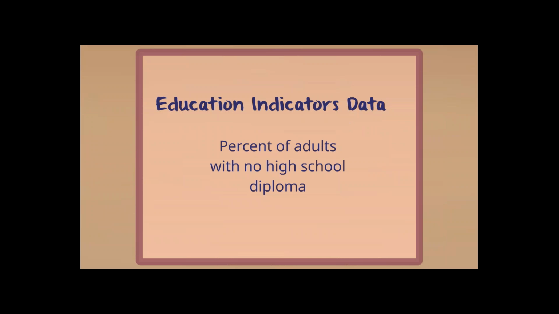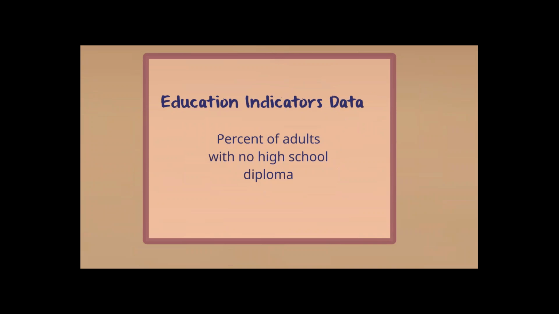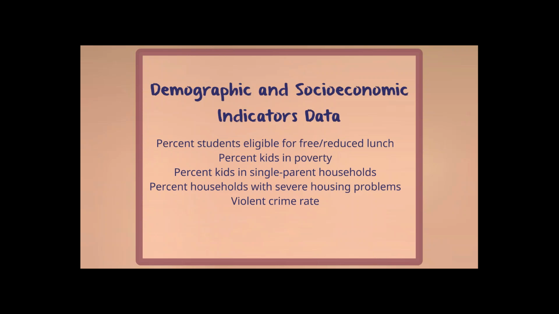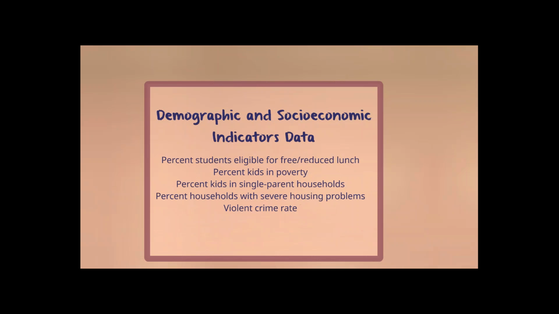Right now, our indicator related to education is percent of adults with no high school diploma. And we include, as I mentioned, some information on demographic and socioeconomic indicators. So we look at percent of students who are eligible for free or reduced lunch, percent of kids who are living in poverty or single-parent households, as well as those with severe housing problems and the violent crime rate in each county.